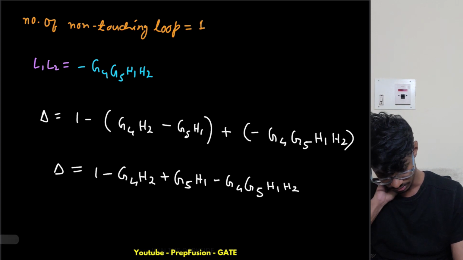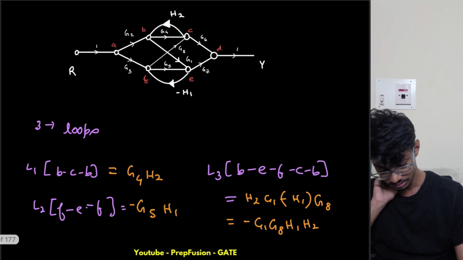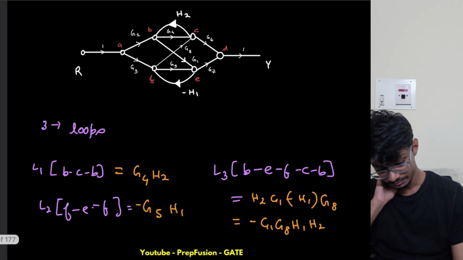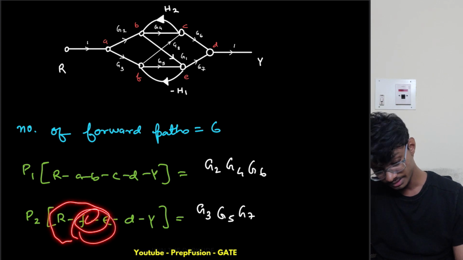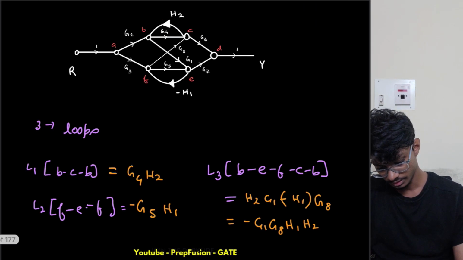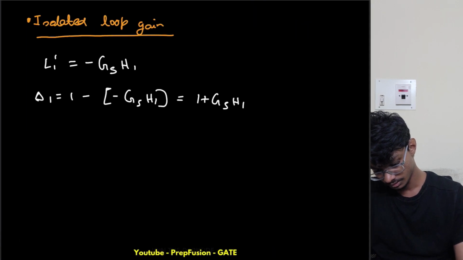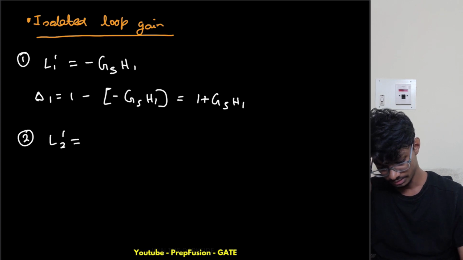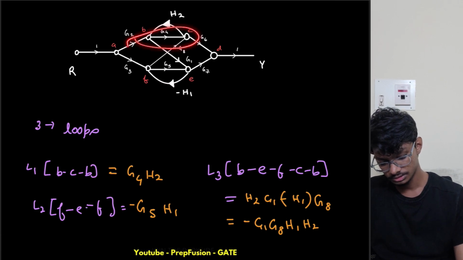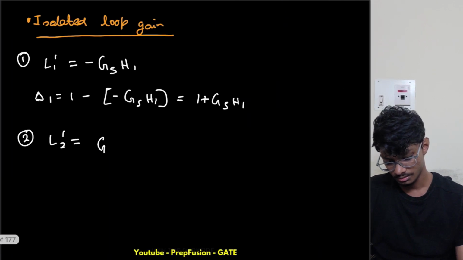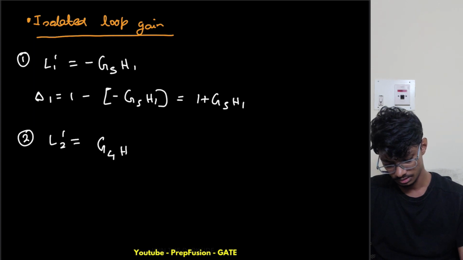Now what is delta 2 basically? If I see the second path, we have FE in common, but BC is not common. So again for delta 2, what will I do? This is for path 1. For path 2, this will be simply L2 dash, right? L2 dash, as the other top path is not common. So this is G4 times H2. Now what is delta 2? It is 1 minus G4 times H2.